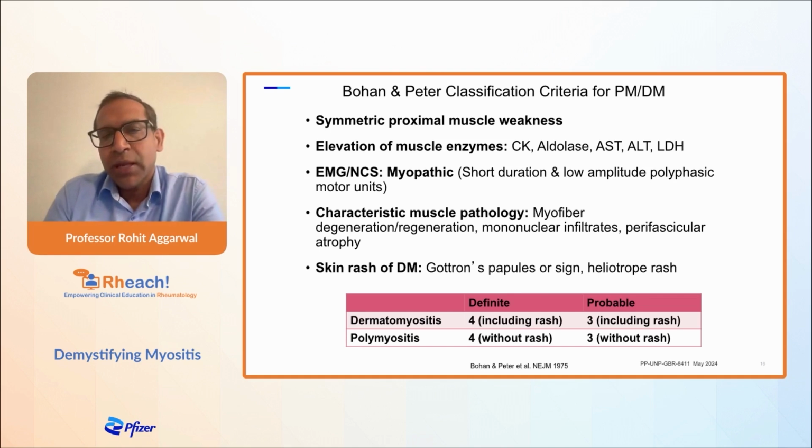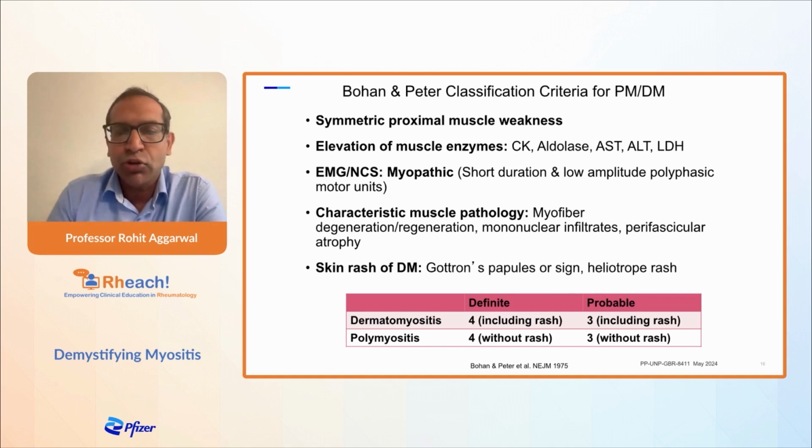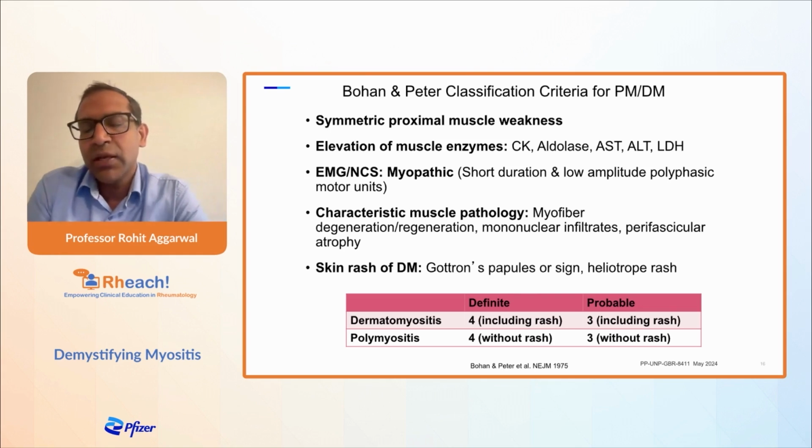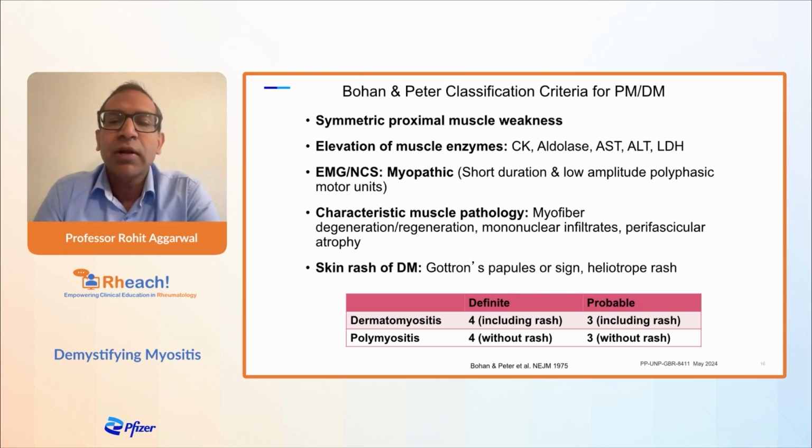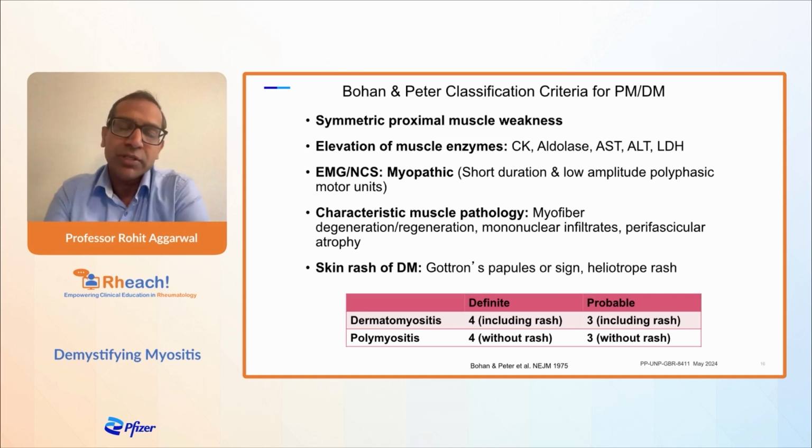Second is muscle enzyme, and I think Alex spoke about elevation of muscle enzymes. I always want to point out there are 5 different muscle enzymes: CK, aldolase, AST, ALT, and LDH. And I can tell you at least one patient a year I see after getting a liver biopsy because their AST and ALT, which are also liver function tests, were elevated, and they thought the problem was in the liver, whereas the problem was actually in the muscle.